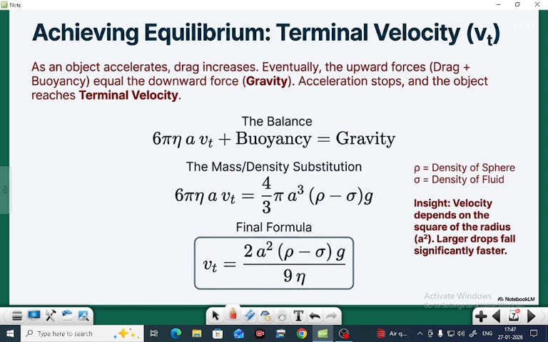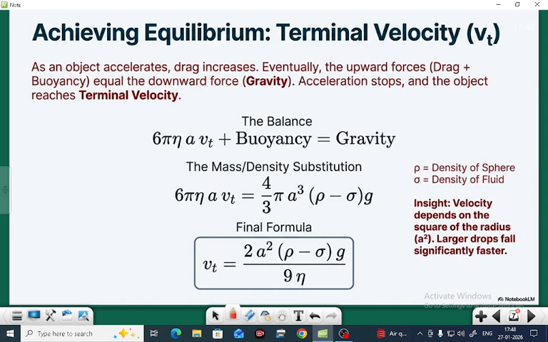Achieving equilibrium: terminal velocity. As an object accelerates, drag increases. Eventually, the upward force, drag plus buoyancy, equals the downward force, gravity. The acceleration stops and the object reaches terminal velocity. The balance: 6 pi eta a Vt plus buoyancy is equal to gravity.